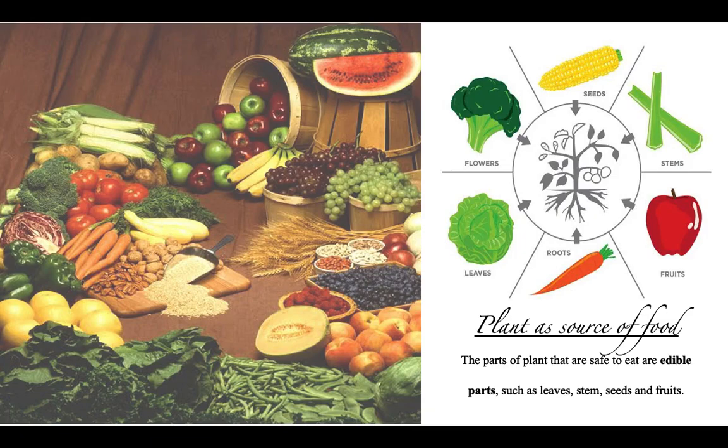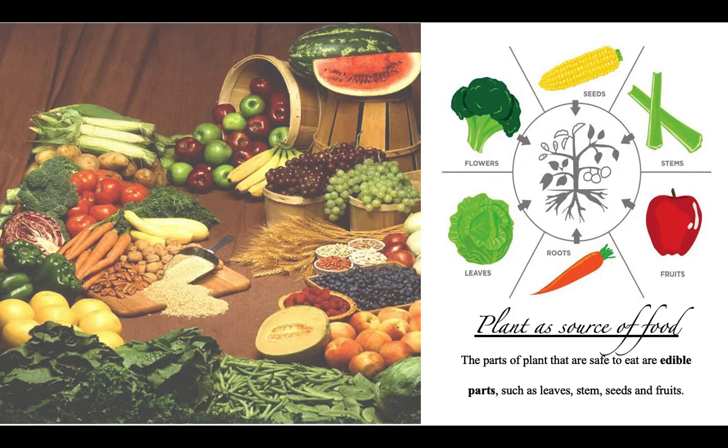Plants as a source of food. Plants form a major source of food for animals, including humans. Plants are called producers because they can prepare their food using carbon dioxide, water, and sunlight. They use only a small quantity of food for performing their activities, and the rest of the food gets stored in different parts of the plant. These parts are eaten by us.